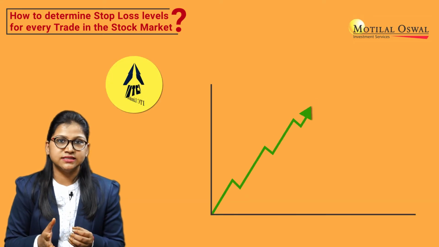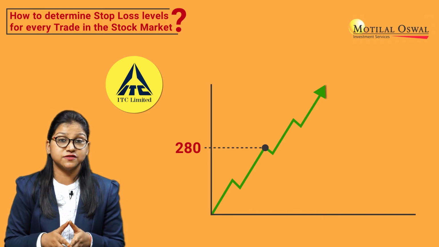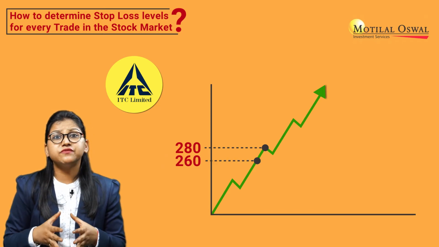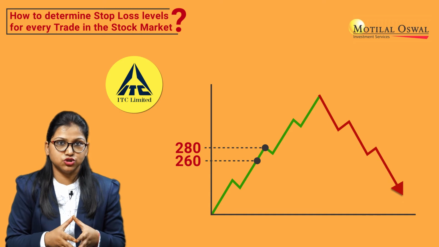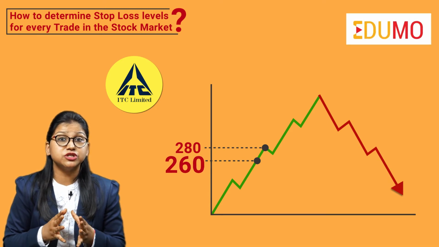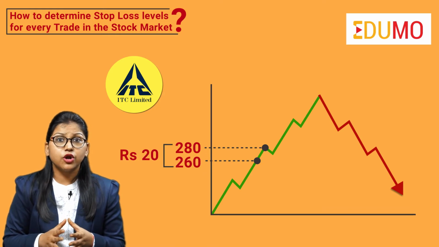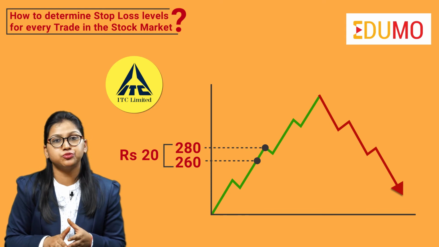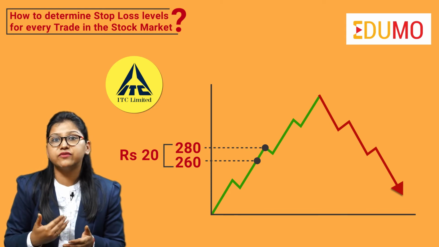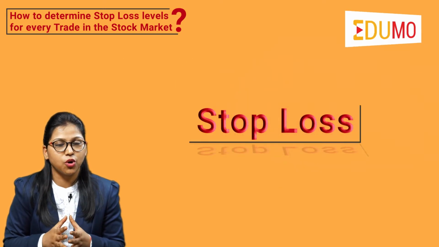When you buy say ITC Limited at a price of rupees 280, you can put a stop loss of say rupees 260. So that if there is any terrible fall in this stock due to any news, then your position will be closed at rupees 260 by limiting your loss to rupees 20 only. Now if you hadn't put a stop loss at rupees 260, then you could have incurred unlimited losses. So this is the magic of stop loss order.